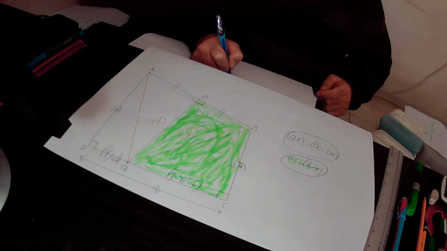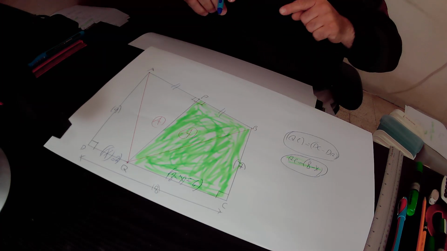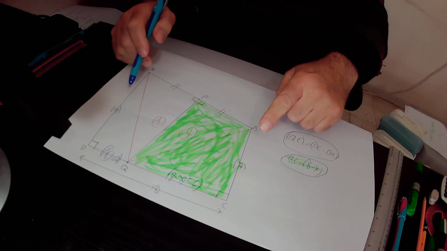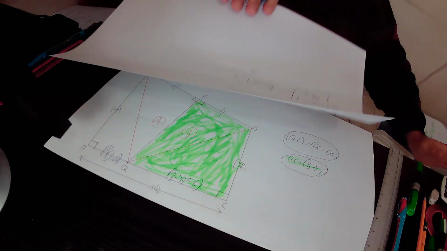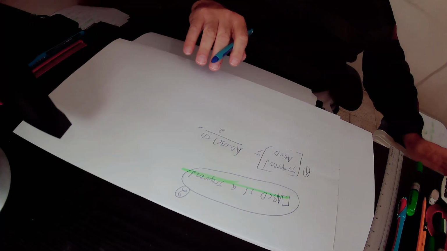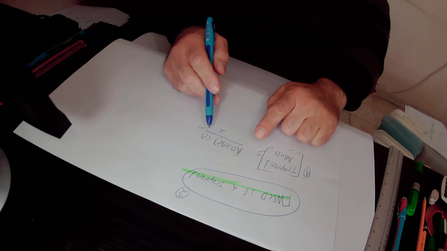over 2. So in total, we found that the area of this trapezoid ABCD equals the sum of its two parallel bases, that is AD plus BC, times the height CD over 2. And again, according to the first method of calculation, the area of the big trapezoid ABCD equals the sum of its two parallel bases, AD plus BC, times the height CD over 2.